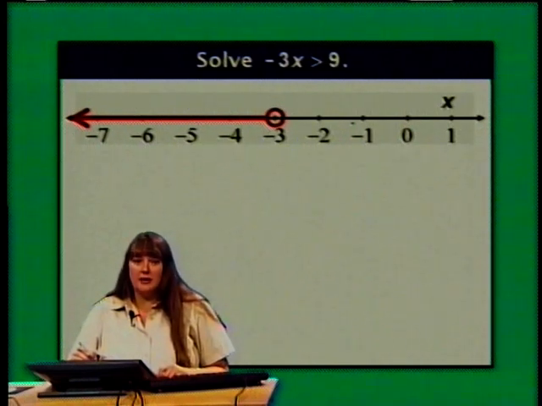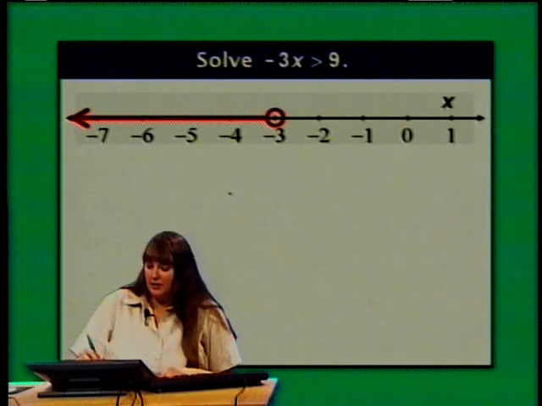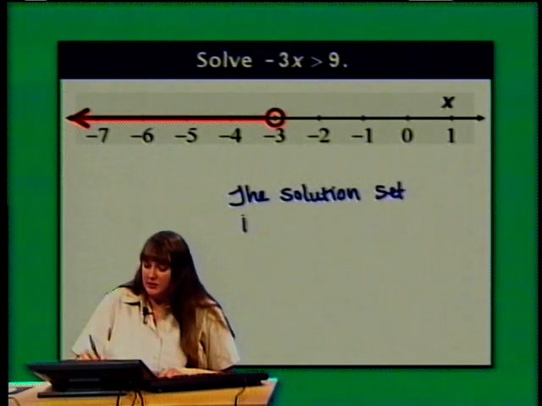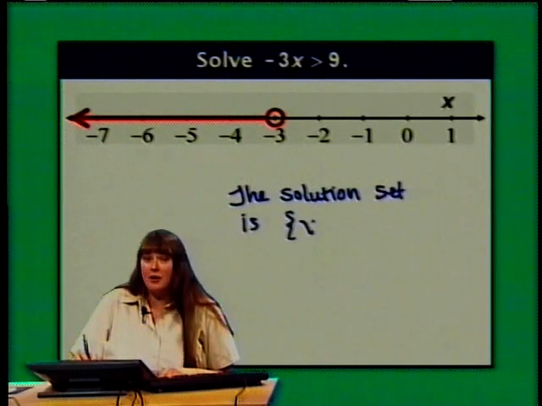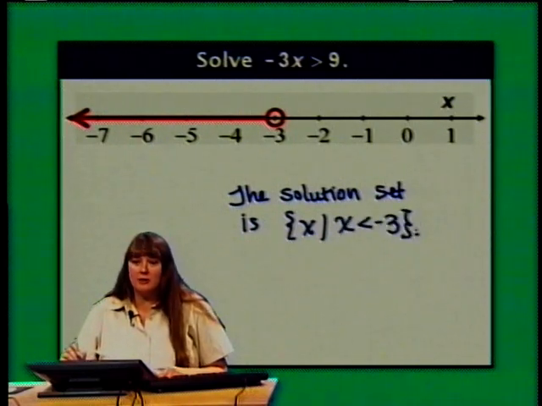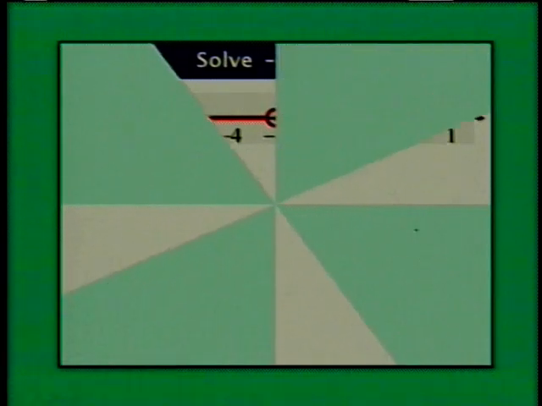So now I need to go ahead and write out my solution. I'm going to write the solution in set builder notation. The solution set is the set of all x such that x is less than -3. I could have also written my solution set in interval notation. I think I'll do that on my next example. So in my next examples, I'm going to put everything together.